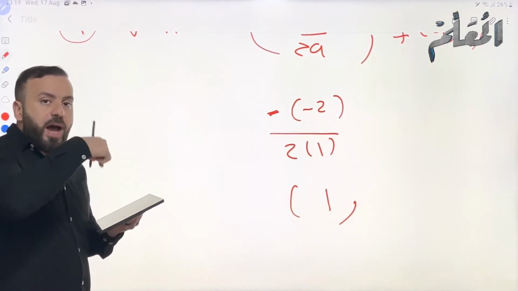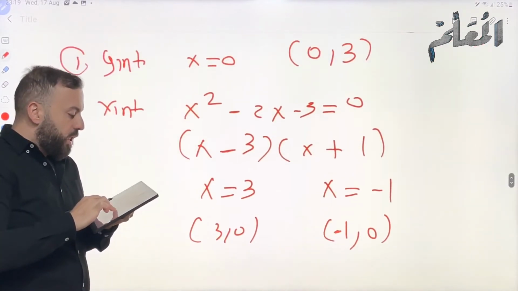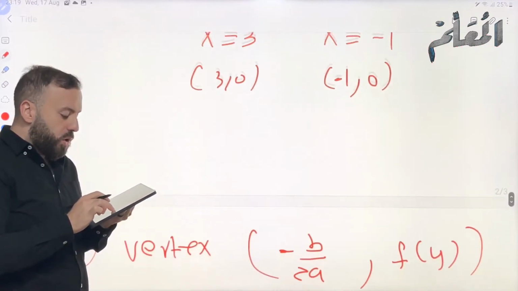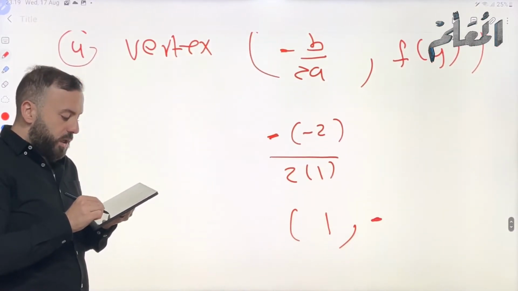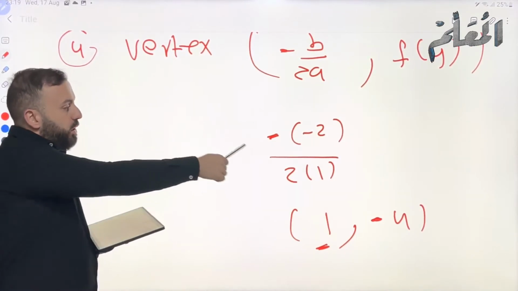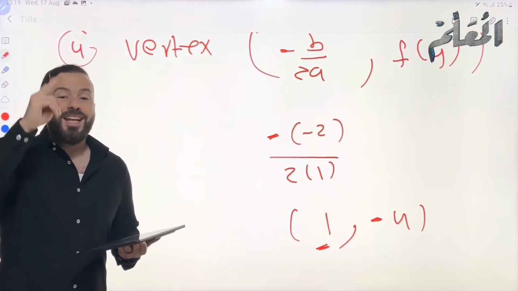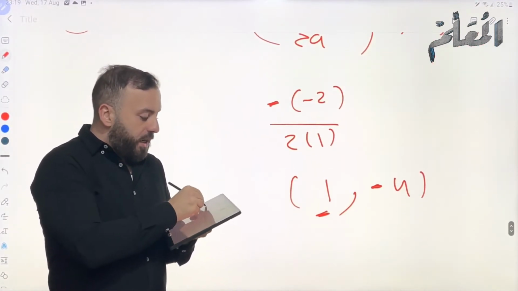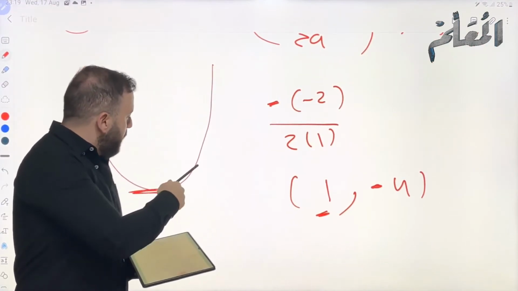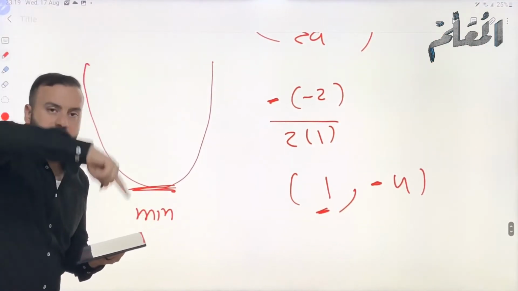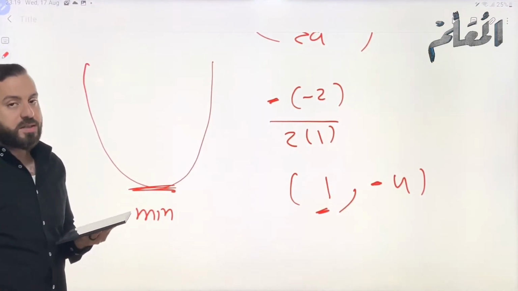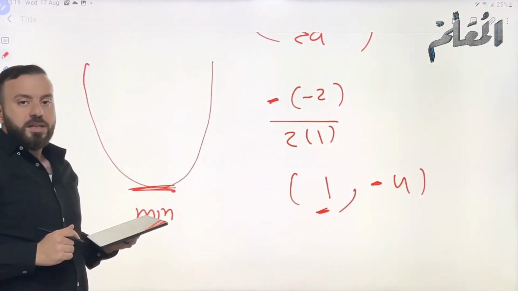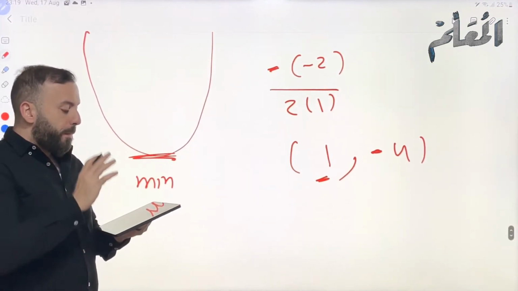I will evaluate 1 now inside the main equation. If you replace x with 1, 1 minus 2 minus 3 equals negative 4. So the answer is negative 4. You need to evaluate 1 in the main equation to get the y coordinate of the vertex. There are 2 things which I consider important. Since the parabola is upward, the vertex is a minimum. If the parabola is downward, the vertex is a maximum. In our case, the vertex is a minimum. Okay, fine, so I have the vertex.